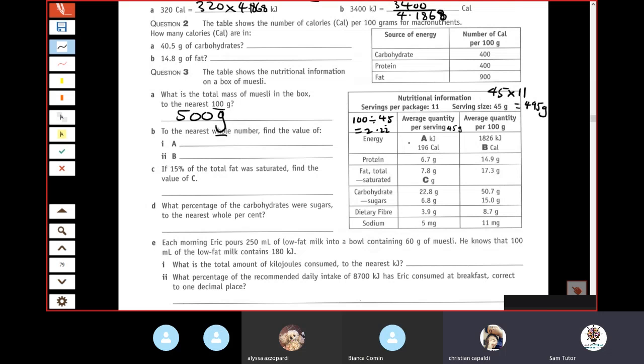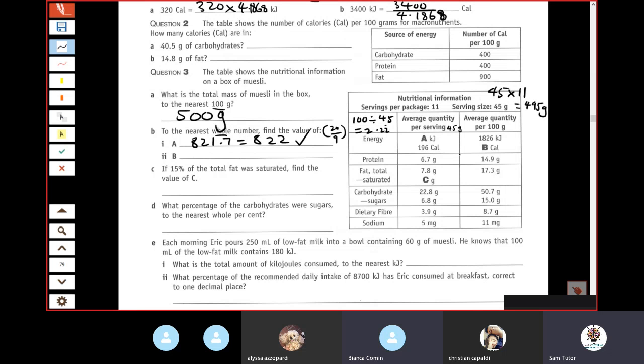2.22 repeater. Good job. And then all you're going to do is just do 1826 divided by that answer, and it says to the nearest whole number, that should become 822. Now the number I'm using, just in case some of you might use 2.2 or 2.22, I'm using the whole answer. So I'm actually using 2.2222 repeater. What I'm using in my calculator is 20 over 9. So I use the fraction instead of the decimal. All right, that makes sense?